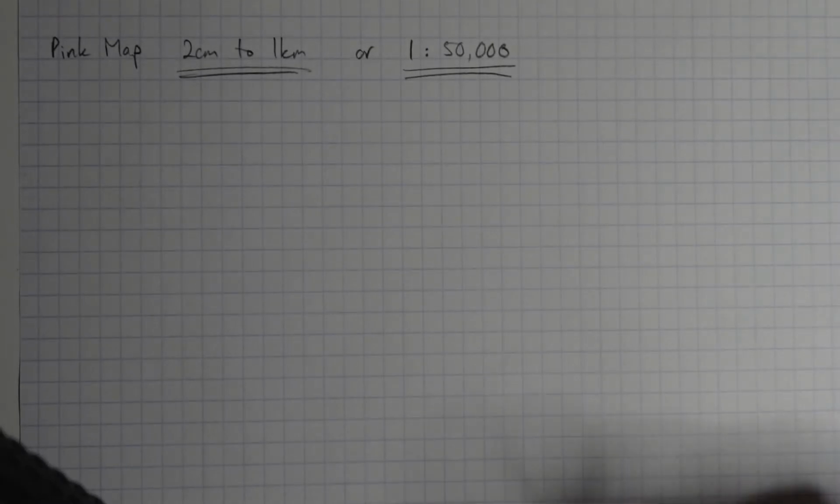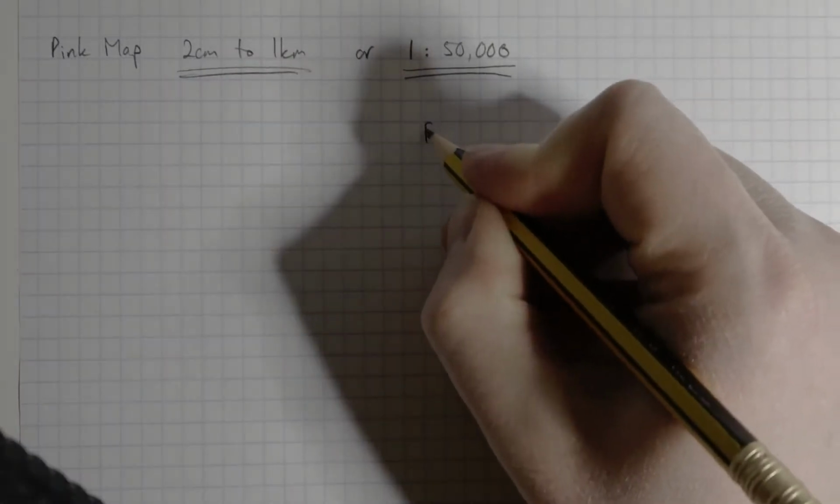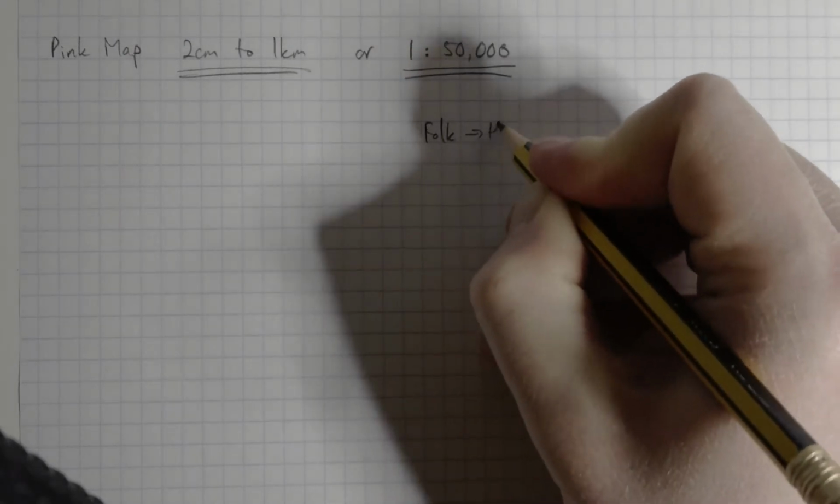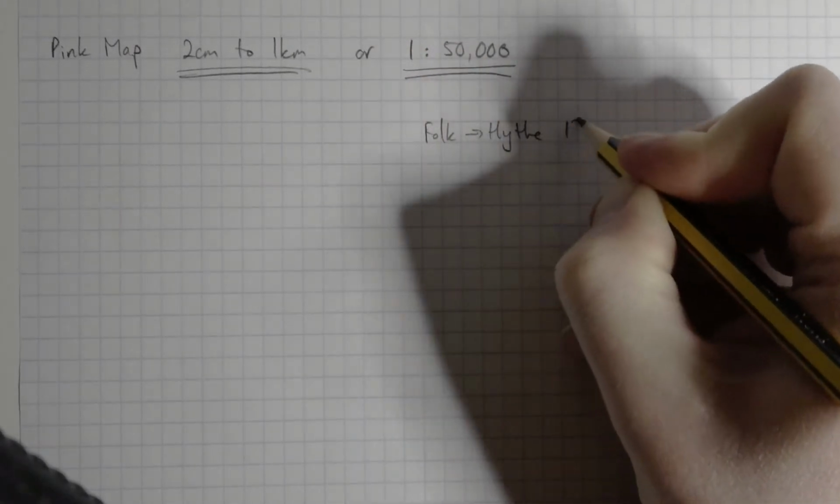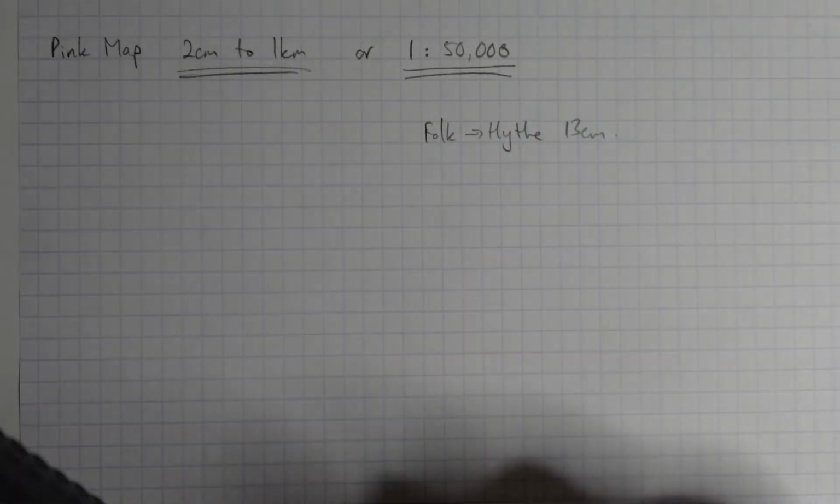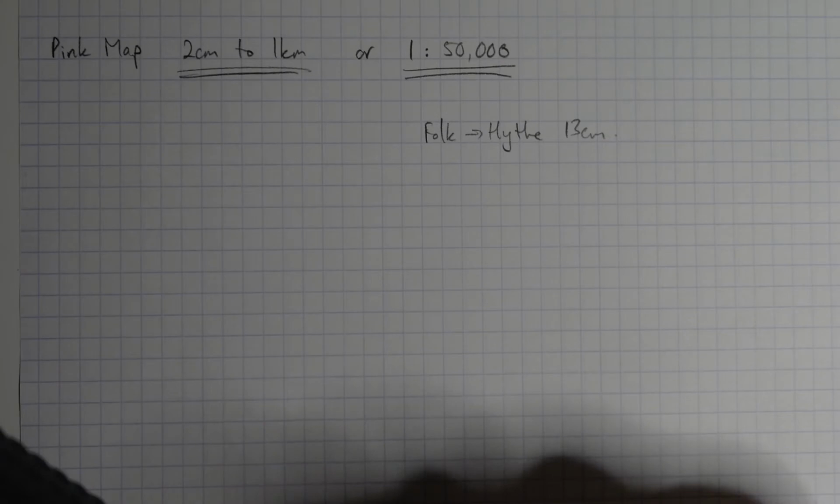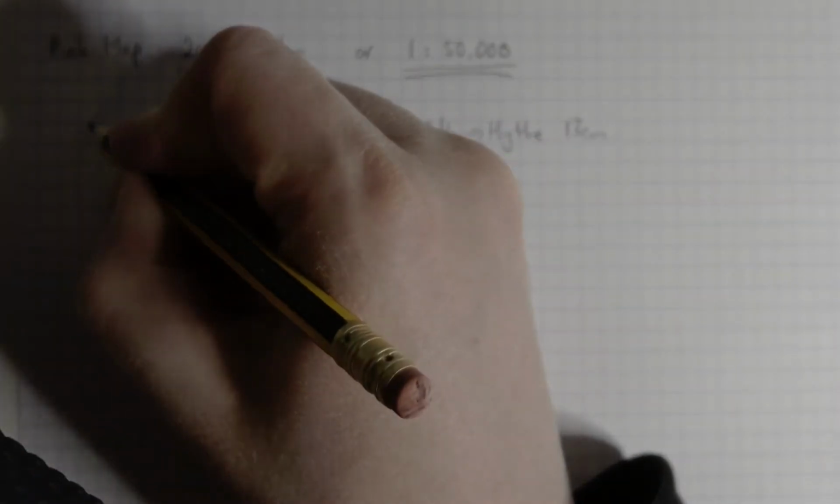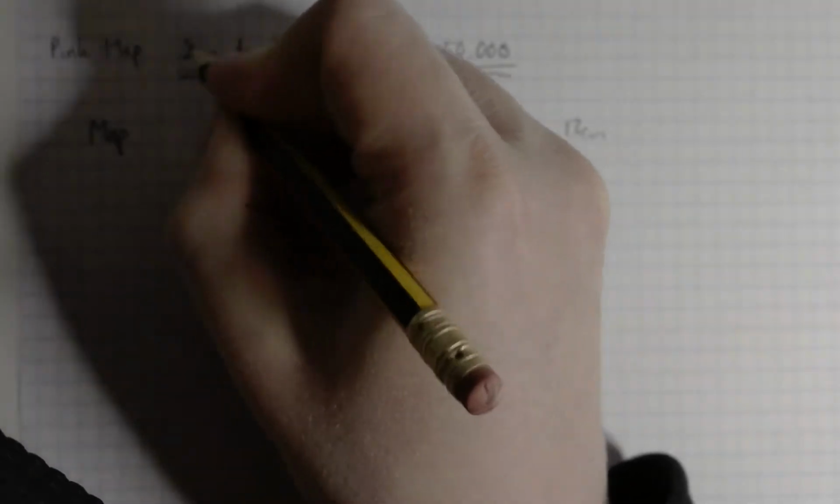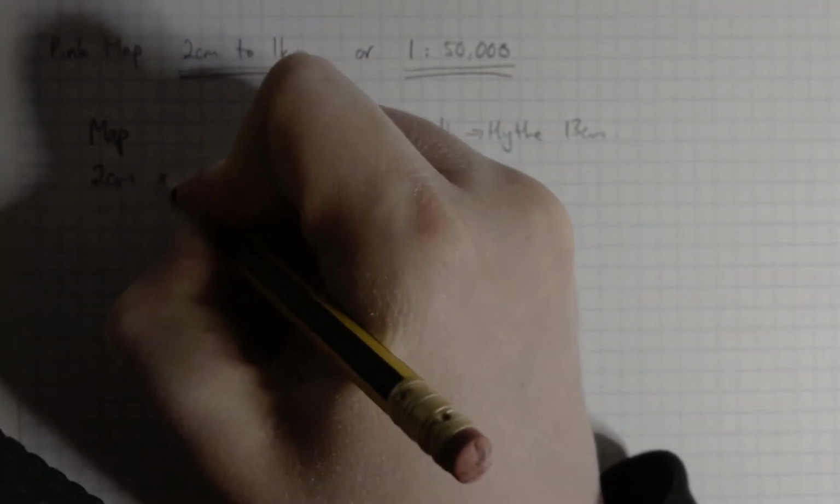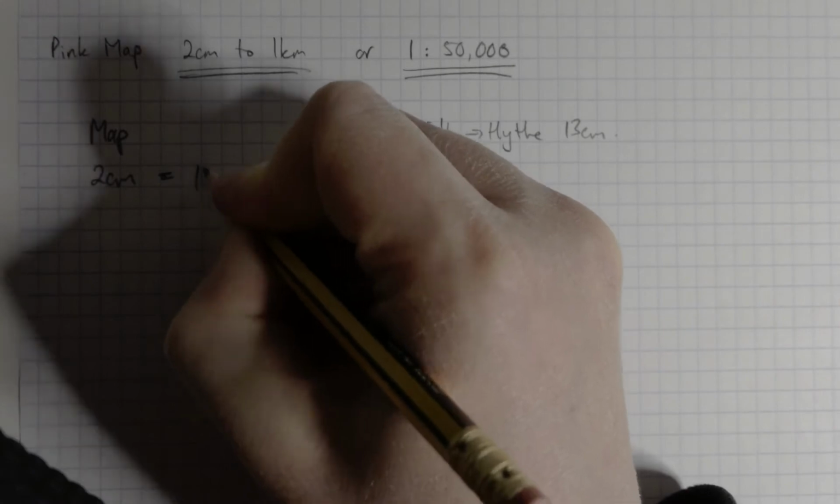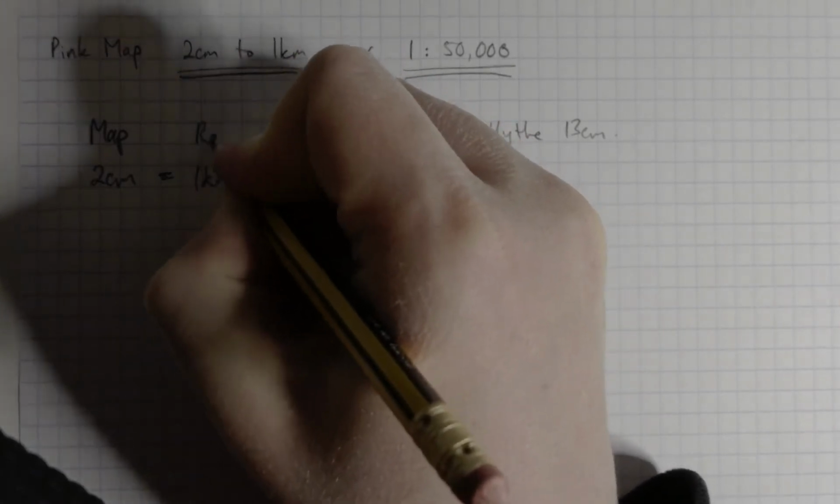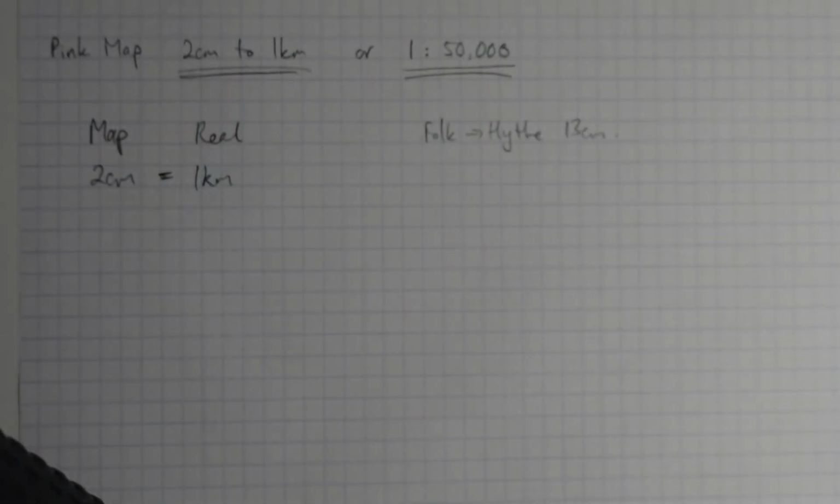Now, on my map, I measured the distance between Folkestone and Hythe, and on my map it was 13 centimeters. So I want to know how far apart are they in the real world. So what the scale was basically telling us is that on the map, something that is 2 centimeters is really 1 kilometer in the real world. Okay, that's how I switch between the map and the real world.